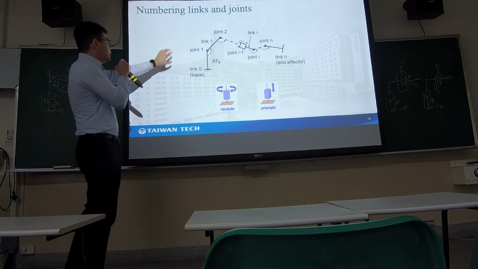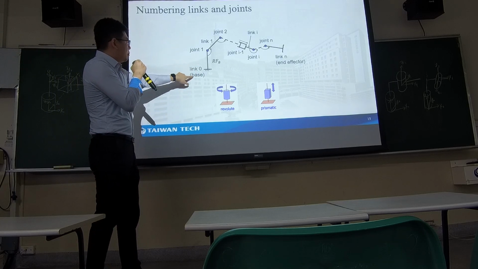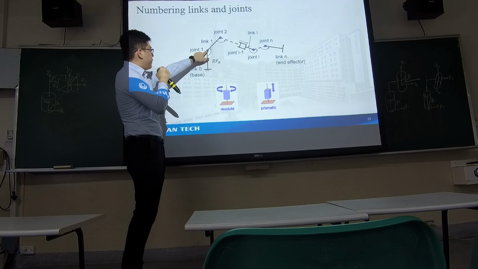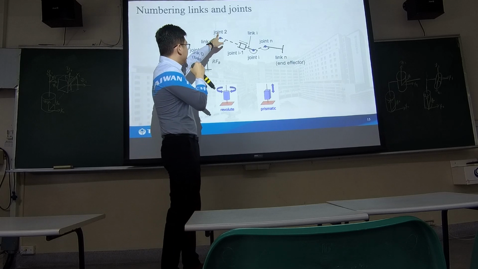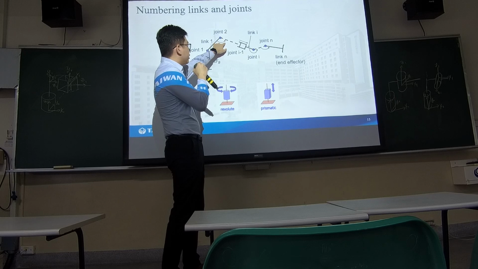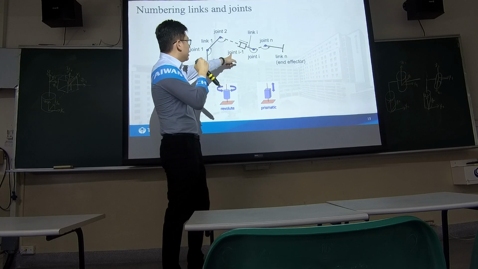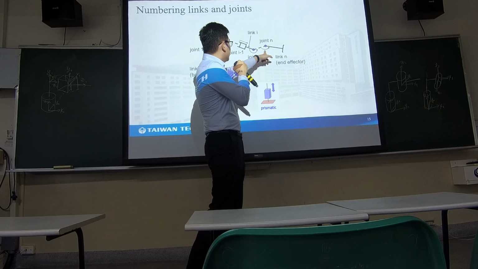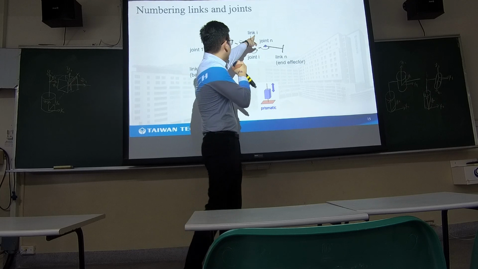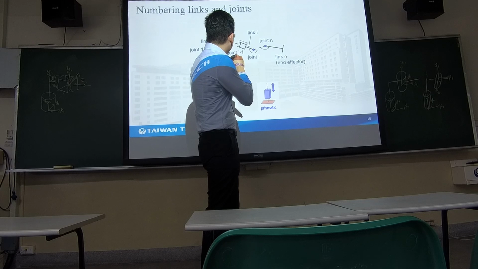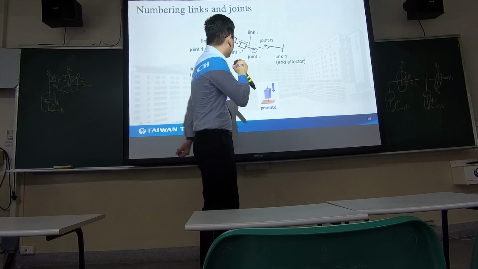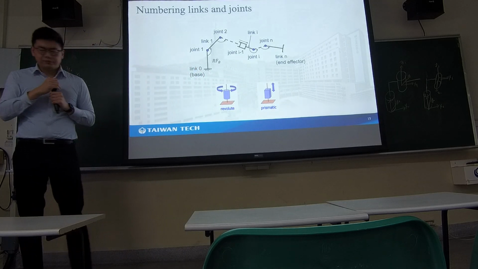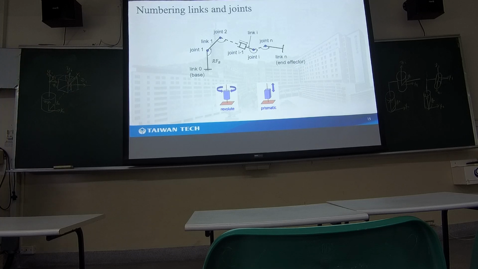This is how we number the link and the joint. The base will be link 0, and this one is joint 1. After joint 1 will be link 1, then joint 2, then link 2. Then we can have joint i minus 1, then link i, then joint i. I think this one will be link i minus 1, so I think here I missed that. This is the revolute joint, and this is the prismatic. So you can follow the numbering.